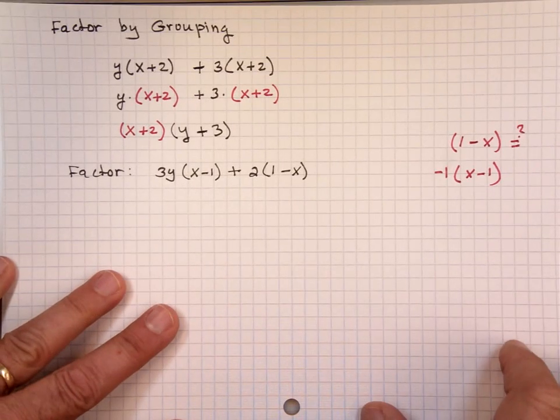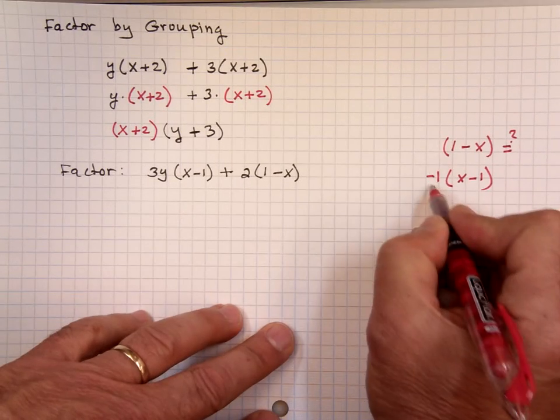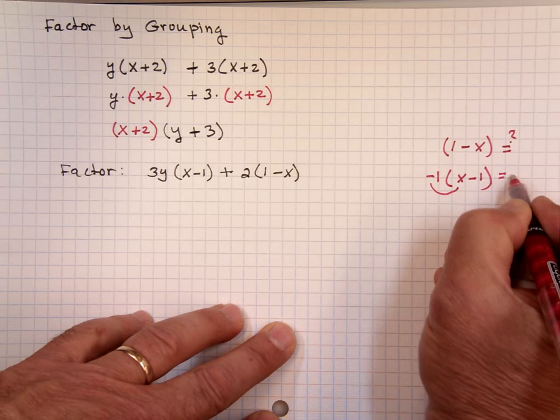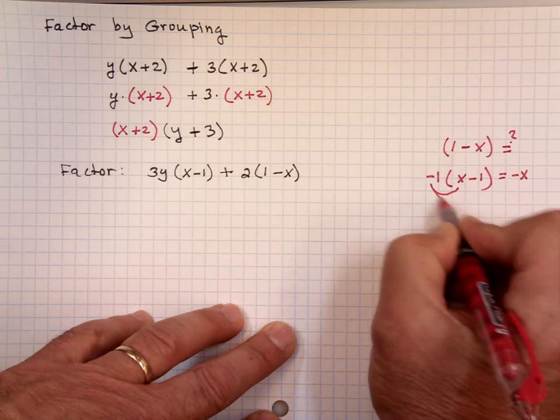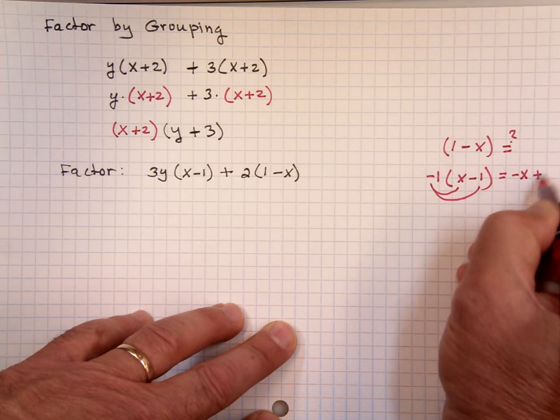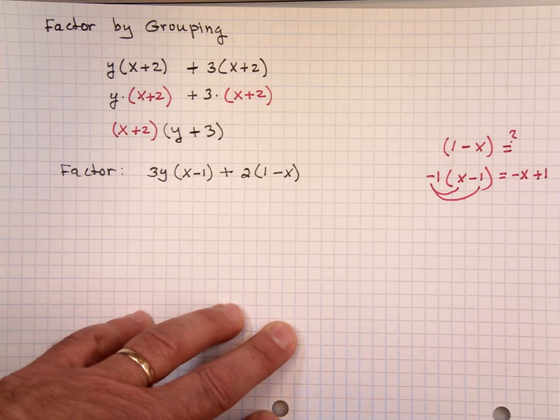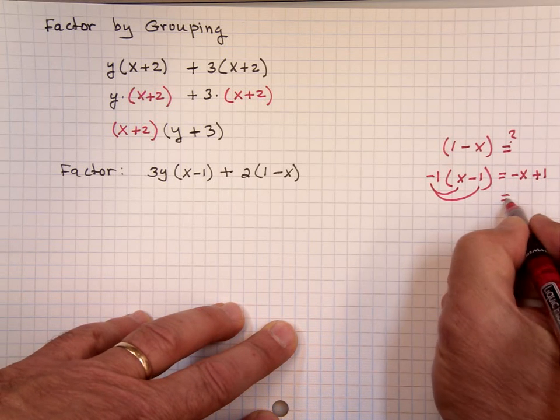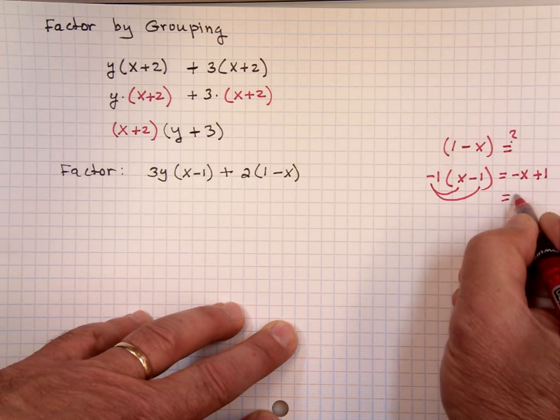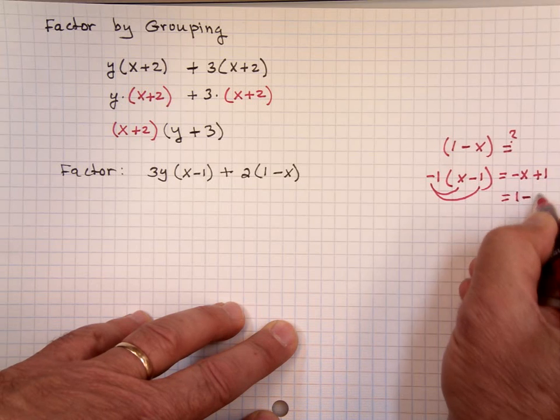What's minus 1 times x? Minus x. What's minus 1 times a minus 1? Plus 1. Since it really doesn't matter which one I write first, that's the commutative property of addition, I can make that 1 minus x. That looks like the same thing as this.